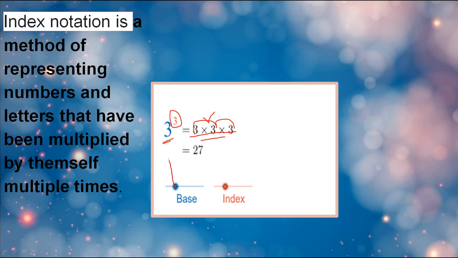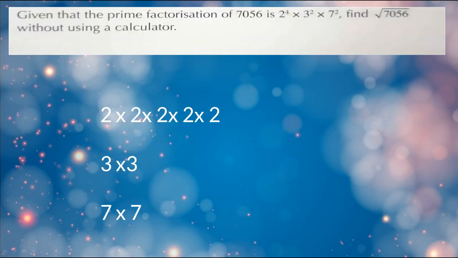And the number that is in the larger position is called the base, because this number is going to repeat again and again. But how many times is it going to repeat? This is called the index. So that's why it's called the index notation.